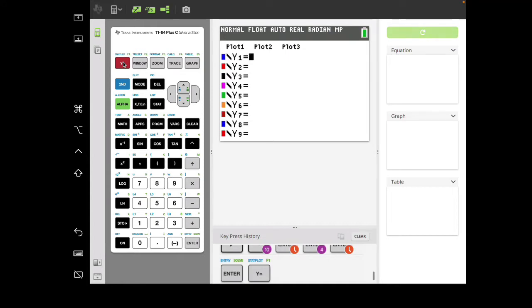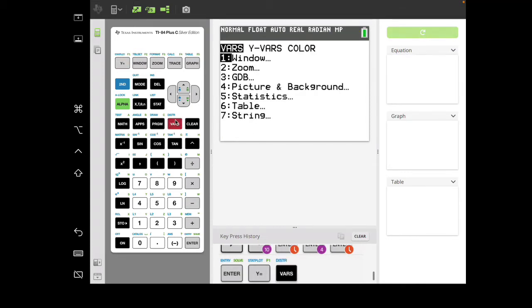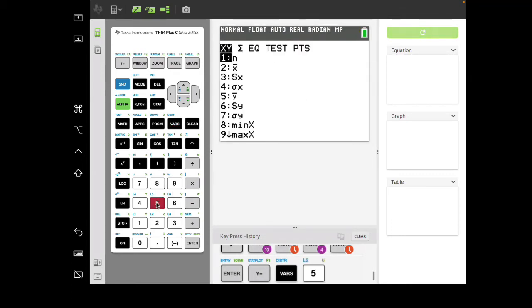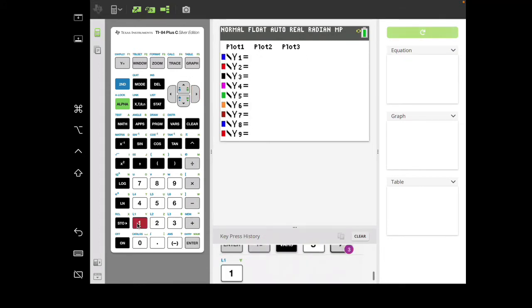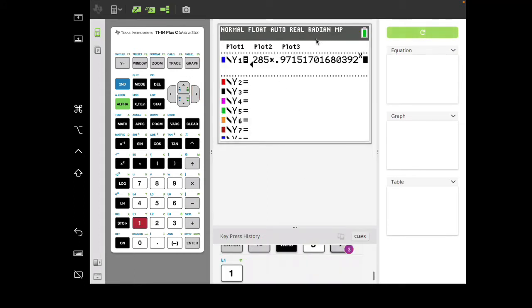And under y1 or y2, it really doesn't matter. You're going to press the button vars. You're going to go to number 5 by pressing number 5, statistics. And then you're going to go to the right where it says EQ right here, EQ. So go to the right by using your right cursor, EQ. And you should be using regression equation number 1. So press number 1.